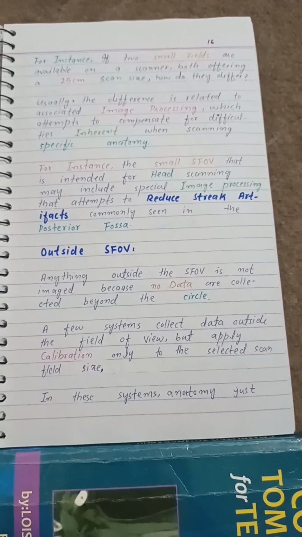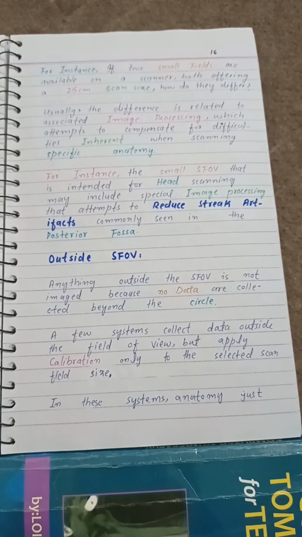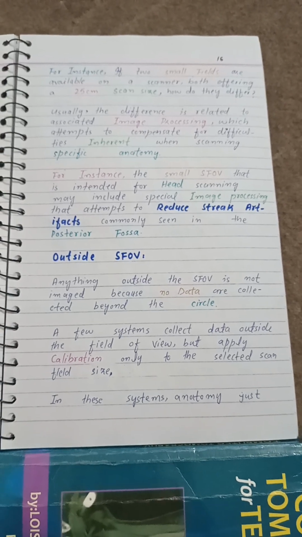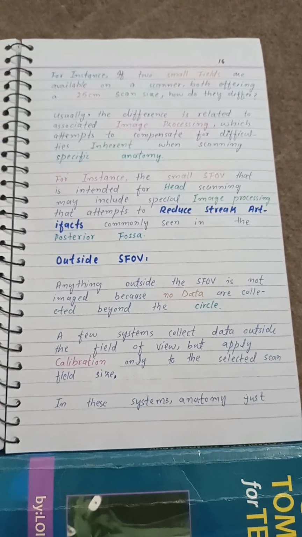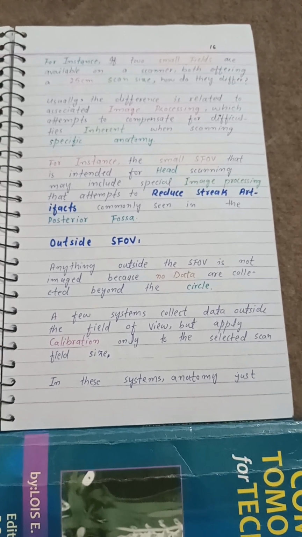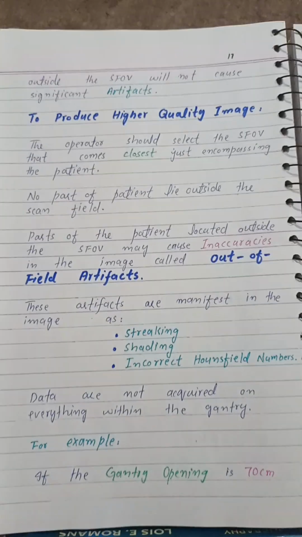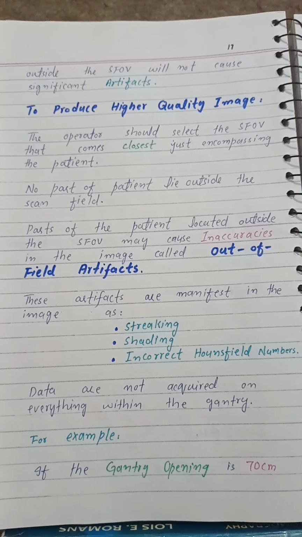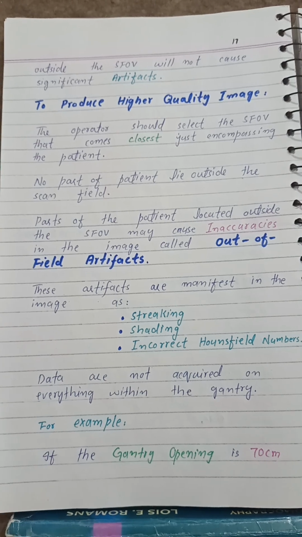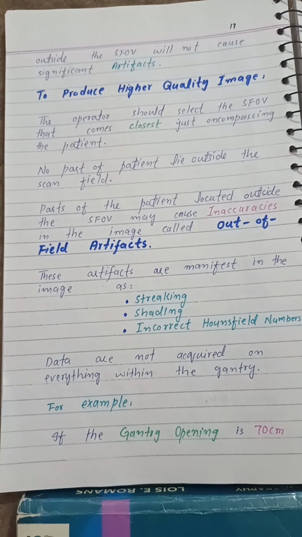Outside SFOV. Anything outside the SFOV is not imaged because no data are collected beyond the circle. A few systems collect data outside the field of view but apply calibration only to the selected scan field size. In these systems, anatomy just outside the SFOV will not cause significant artifacts. To produce a higher quality image, the operator should select the SFOV that comes closest, just encompassing the patient. No part of the patient should lie outside the scan field.